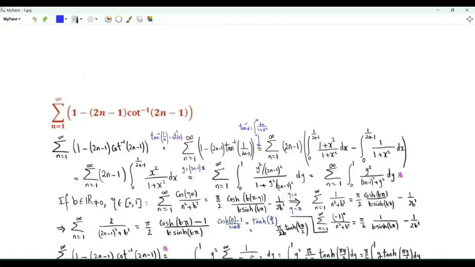Bismillah ar-Rahman ar-Rahim. We have a sum over positive n of 1 minus (2n minus 1) times the inverse cotangent of 2n minus 1. The first step is to write down the inverse cotangent function in terms of the inverse tangent function.